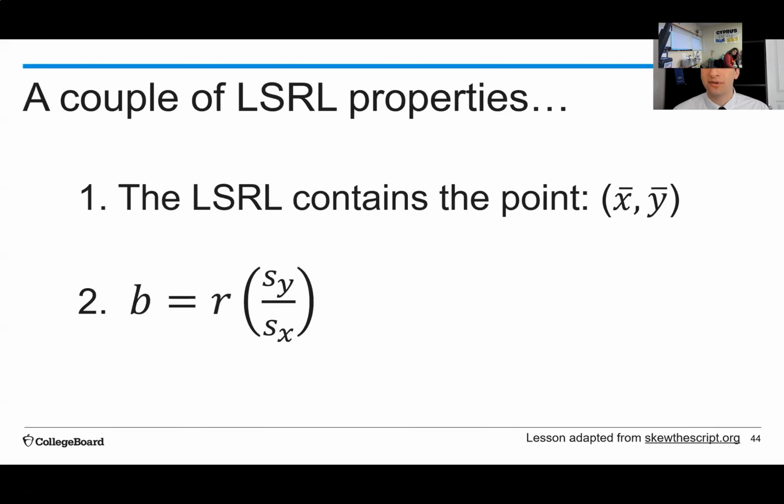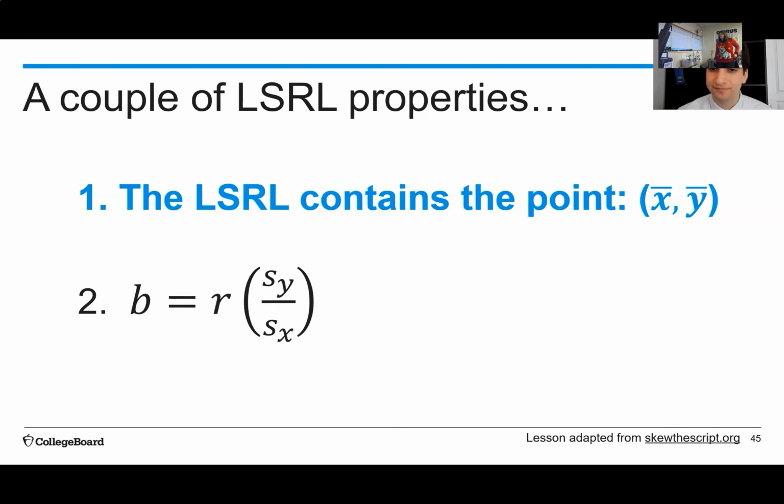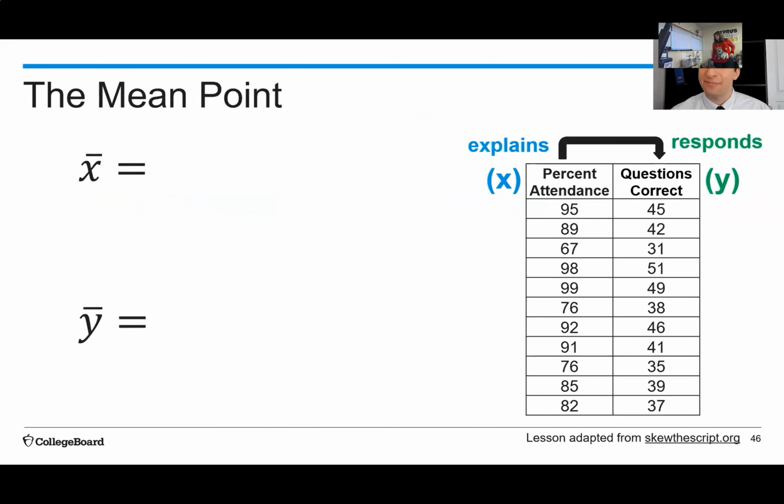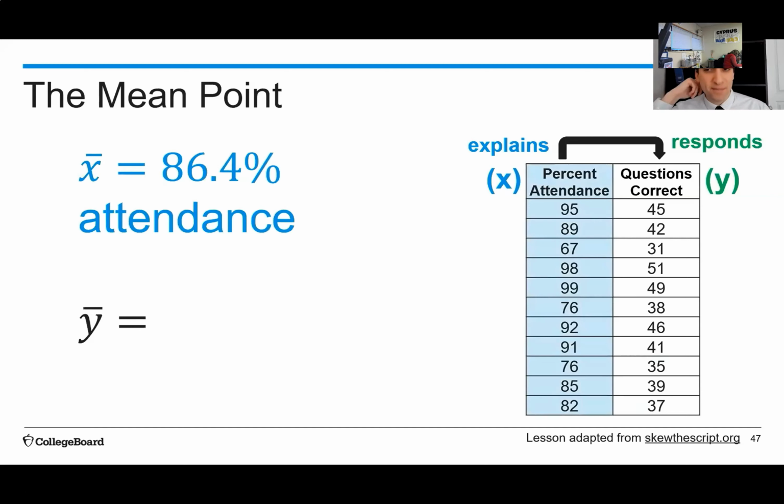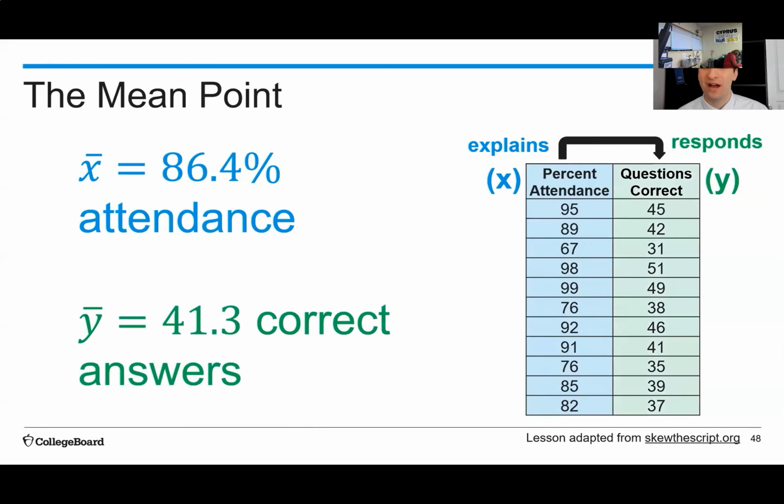So there's a couple of properties with the least squares regression line I wanted to discuss. First off, this one. Let's talk about what that means. So the mean point, let's look at our data. The X variable, the explanatory variable, being percent attendance, the response variable being questions correct on that Algebra 1 exam. If you get the mean of all of our X values, we see the mean is 86.4% attendance. And the mean of our Y values shows 41.3 correct answers, the mean performance on this exam.